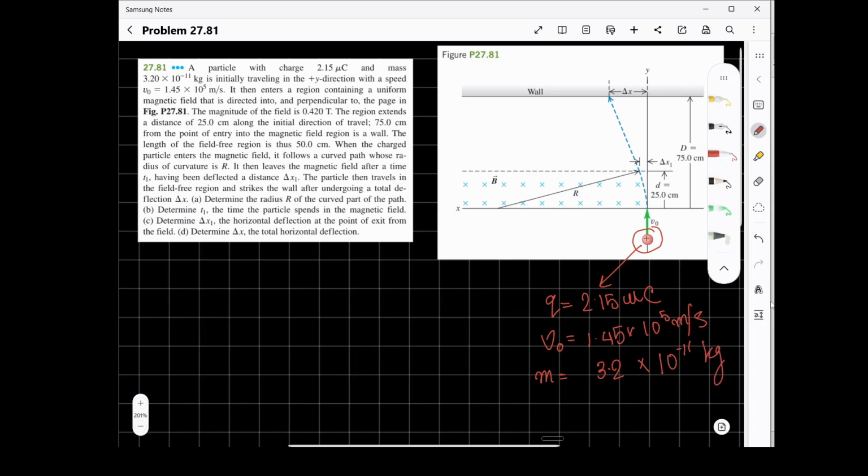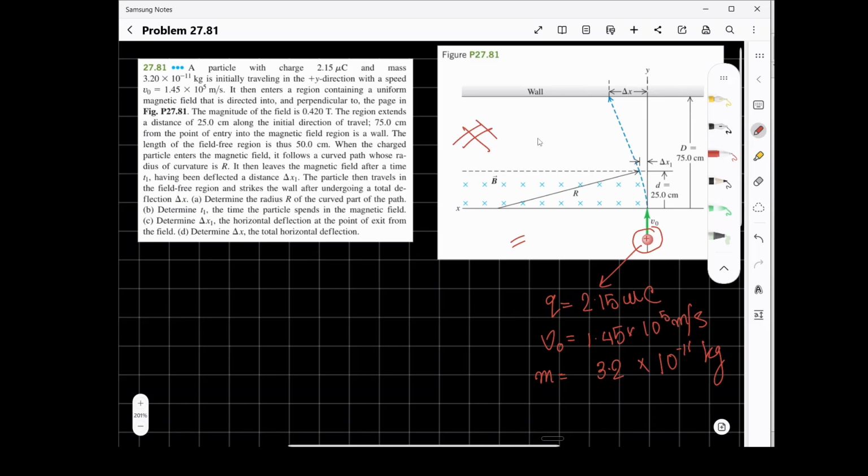Okay, now it then enters a region containing a uniform magnetic field that is directed into and perpendicular to the page in this figure. Okay, so as you can see, the B vector is perpendicular to the plane of paper, and cross means directed towards the inside of the screen or the paper. It's directing inwards. So here it is.